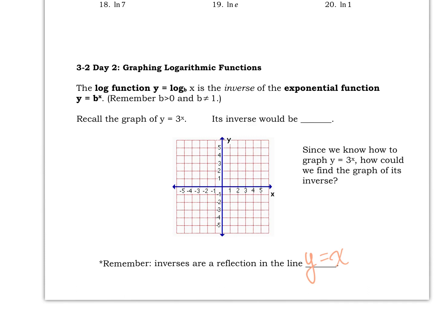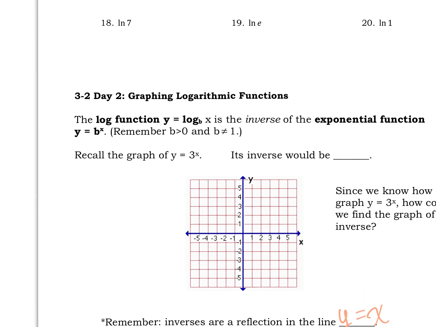So think about what we know about inverses and inverse functions. Remember when we had an inverse function previously, what we did is we switched x and y, right? And then ultimately on earlier problems we solved for y, but we switched what was the x and what was the y. So I want you to think about that for a minute.